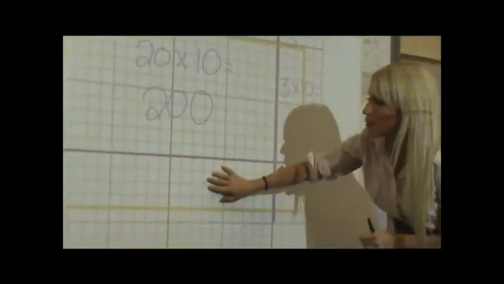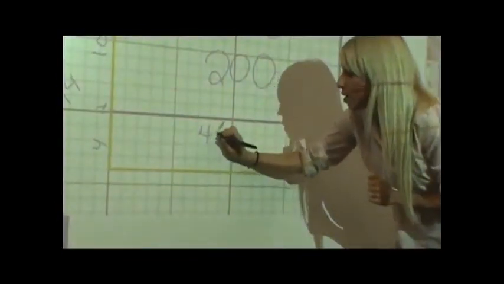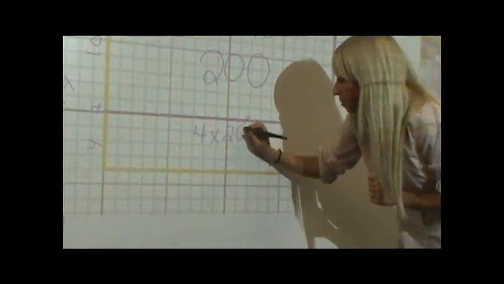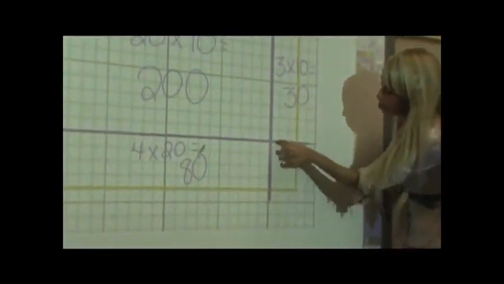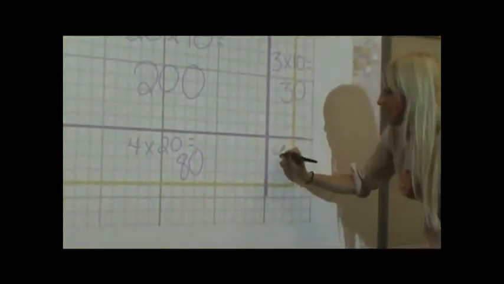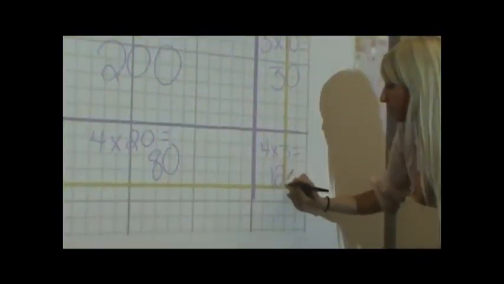In this section of my array, I have 4 rows of 20. To show that, I will write 4 times 20, which equals 80. Last, we have our ones, and over here we can clearly count that we have 4 rows with 3 in each. In this box, I will write 4 times 3 equals 12.